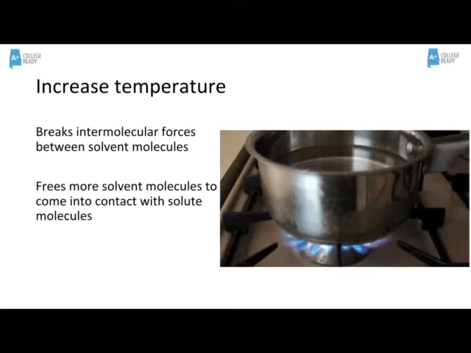The third thing you can do is increase the temperature. We've talked about IMFs, or intermolecular forces, before. Increasing the temperature breaks those intermolecular forces between the solvent molecules, so it frees up more solvent molecules that can collide with the solute molecules. Again, the more contact they have, the faster they are going to dissolve. And this would be a wrap up on the unit.